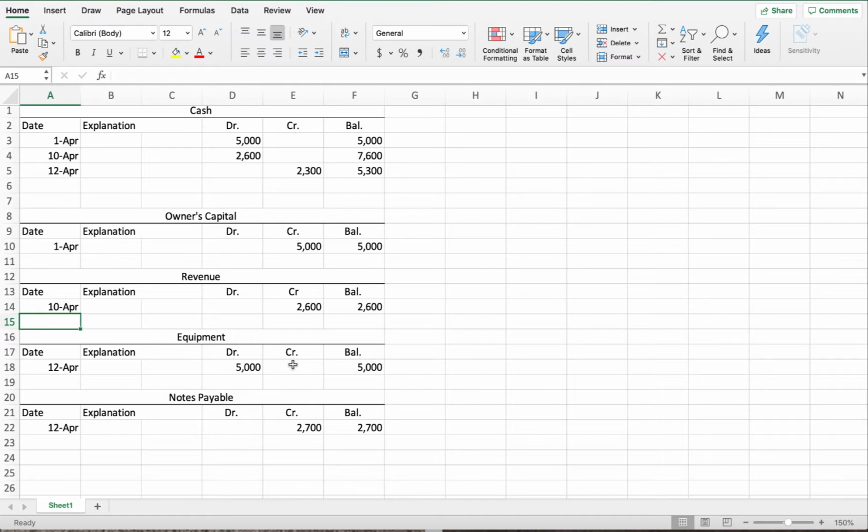So this was on 4/25. Service revenue, or revenue, whatever we want to call it, always increases with a credit. I need to credit revenue for $1,700 because that is the amount of service that we performed for this client. So after I post that, again, I have to balance this ledger, right? I have to determine what the balance of the ledger is.